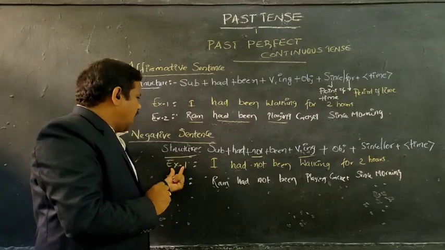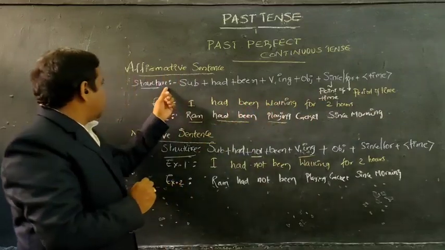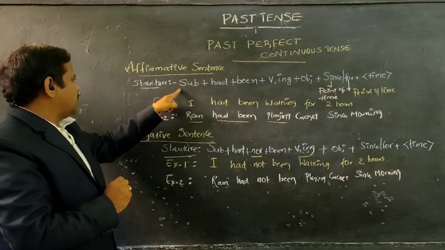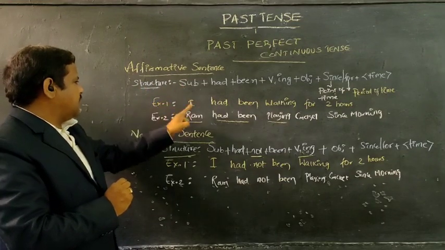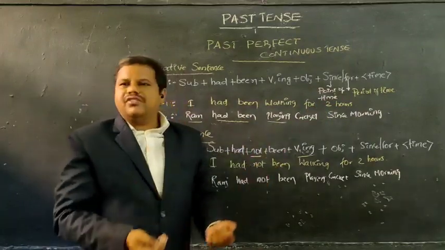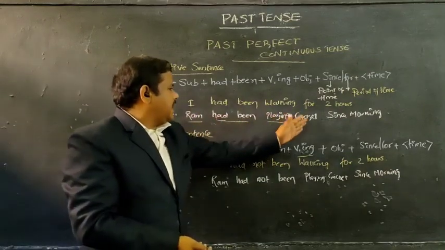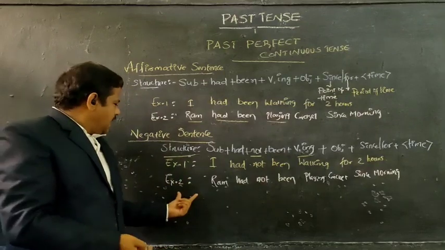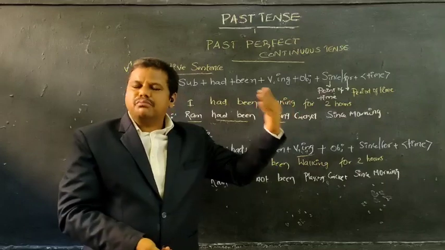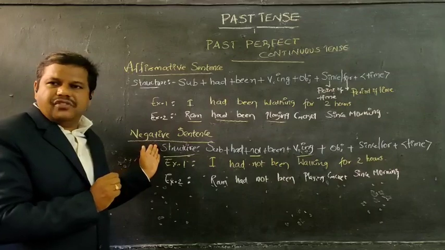Now, in example number 1, how can you write? I had not been walking for 2 hours. With respect to the positive form of the past perfect tense, I had been walking for 2 hours, in this case the negative is I had not been walking for 2 hours. The same with example number 2. Ram had been playing cricket since morning. In the negative form, we write Ram had not been playing cricket since morning. Hope you understood the affirmative and negative forms very clearly.